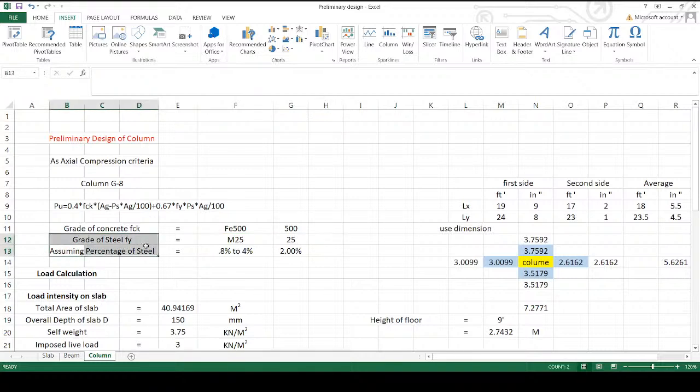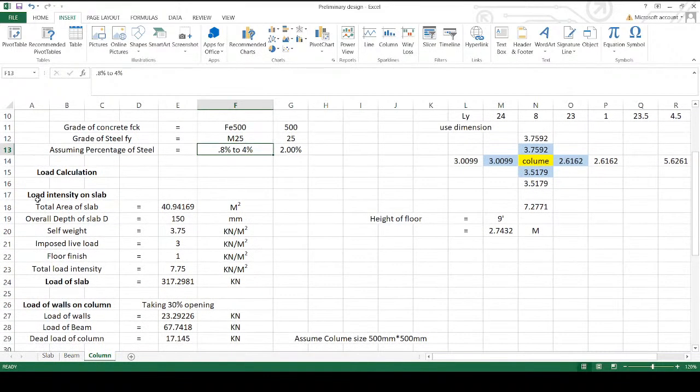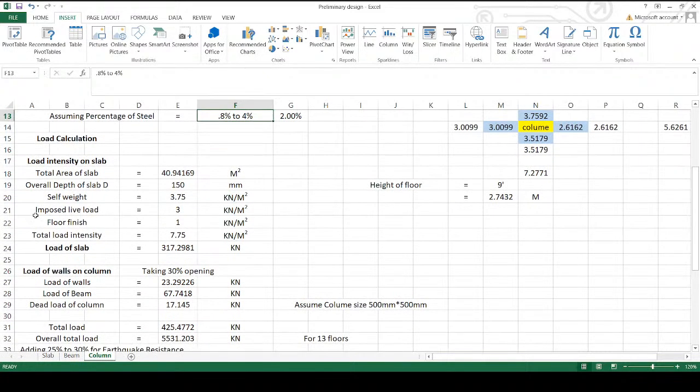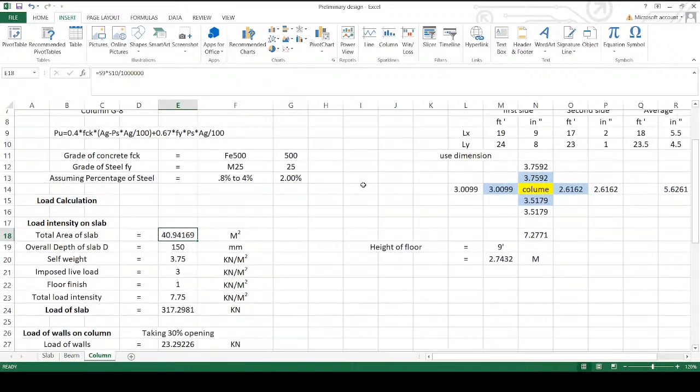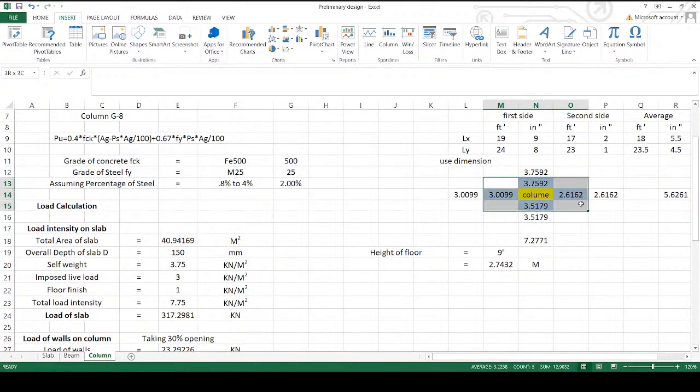For designing the column, we should assume the percentage of steel, which is 0.8% to 4%. Here I am going to assume 2%. Now the load calculation. Load intensity on slab. The total area of slab I have calculated is 14.2416, that is the area covered. If this is your column and there are next columns, then this much area is covered.